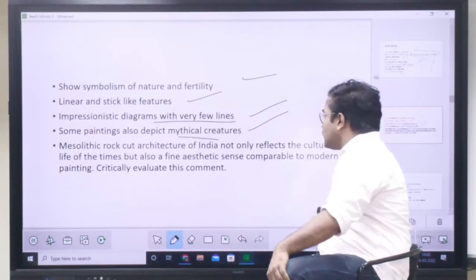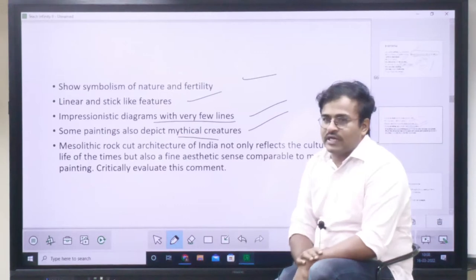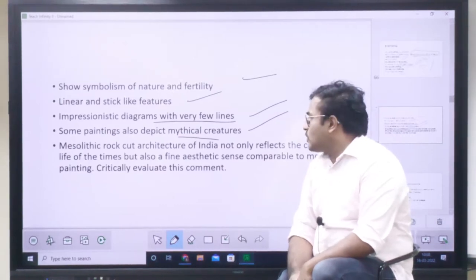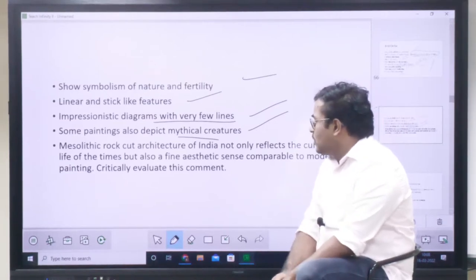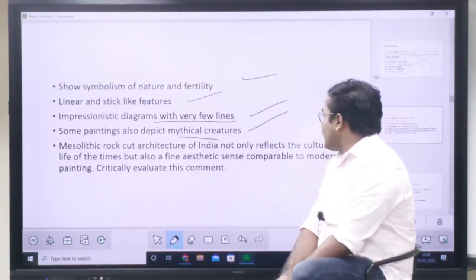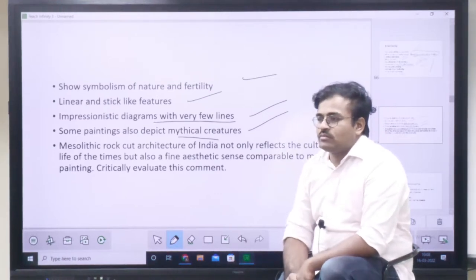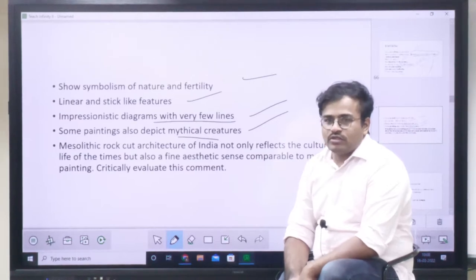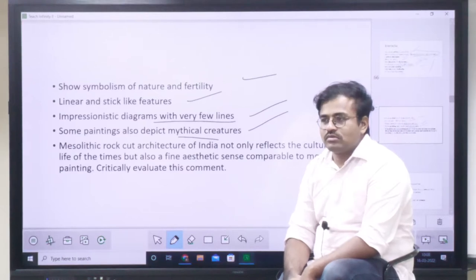And here, just see the question which has been asked in UPSC, I think 2015 mains. The Mesolithic rock cut architecture of India not only reflects the cultural life of the times, but also a fine aesthetic sense comparable to modern painting traditions. Critically evaluate this comment, is the question. Is there any fault in this question? Read it thoroughly once more.